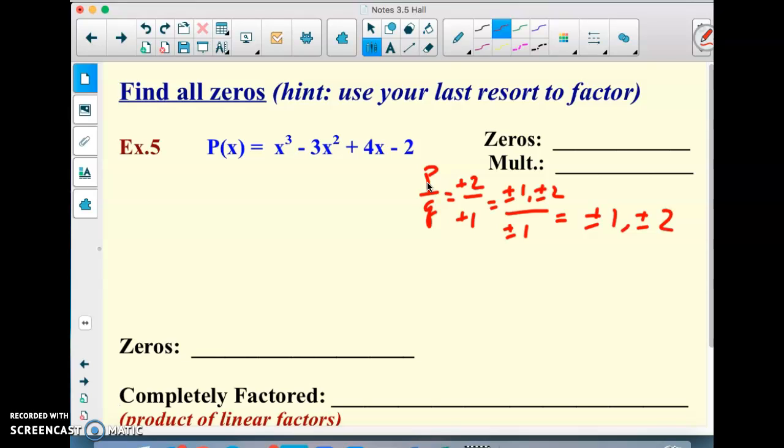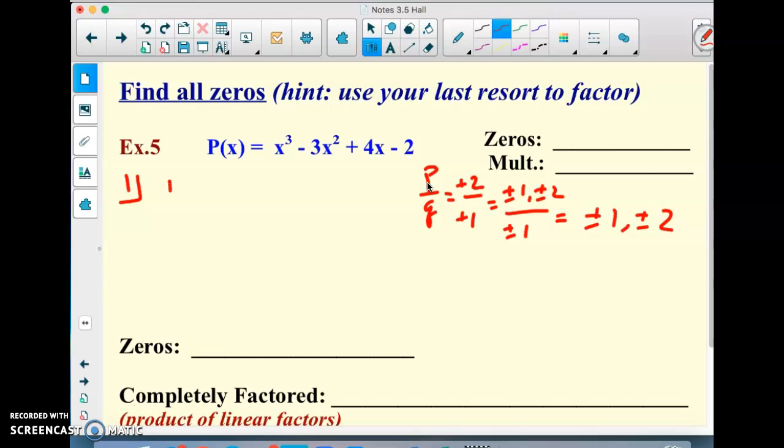Now I worked ahead and I found out one of the factors is actually 1. Remember how you know something is a factor? You get a remainder of 0. So I did figure out already that 1 is one of my zeros. So I'm going to box off 1 and I'm going to show you that it is one of my zeros.